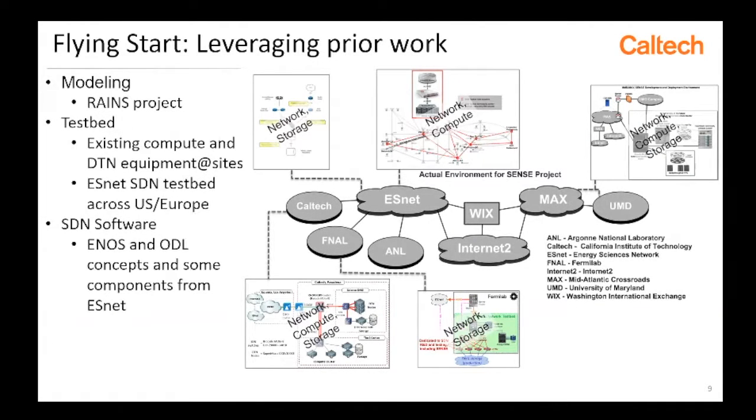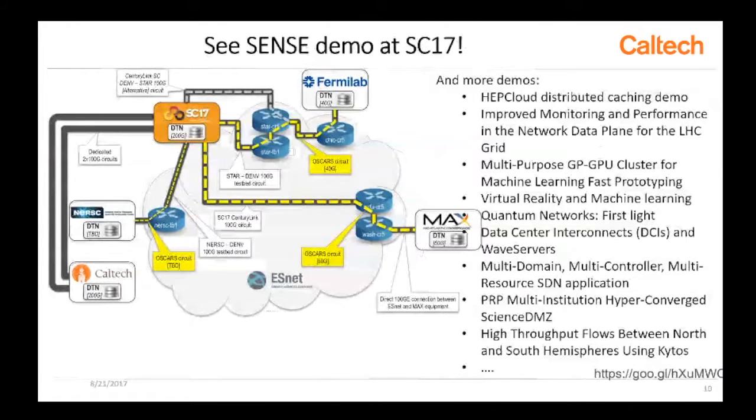So as a beginning, we have an extensive testbed going through ESnet, Internet2, MAX, UMD, Fermilab, Caltech, and other ones. And we have different SDN controllers. We have one ODL, another one ENOS. And as well, ESnet is working on the new network RM, which will also be in this project. So if you are visiting Supercomputing this year, we have a demo for the SENSE project where we show the DTN RM, and we also have a bunch of other demos which might be interesting for you. Thank you.